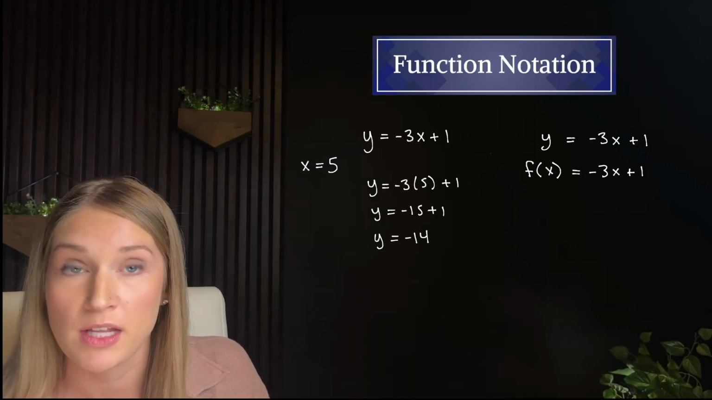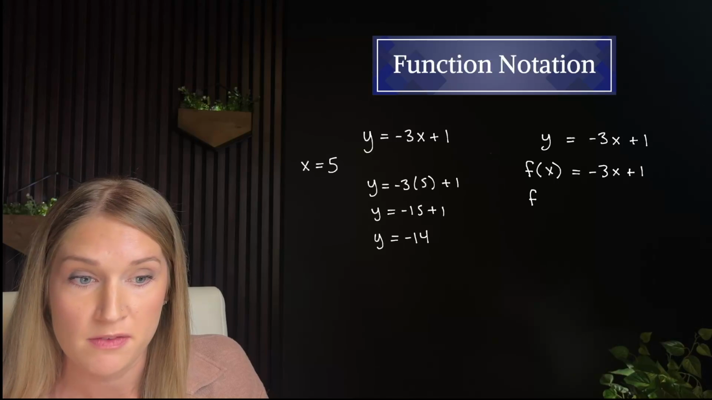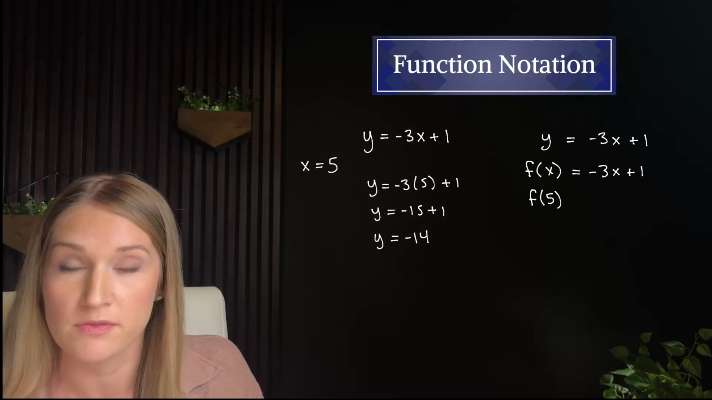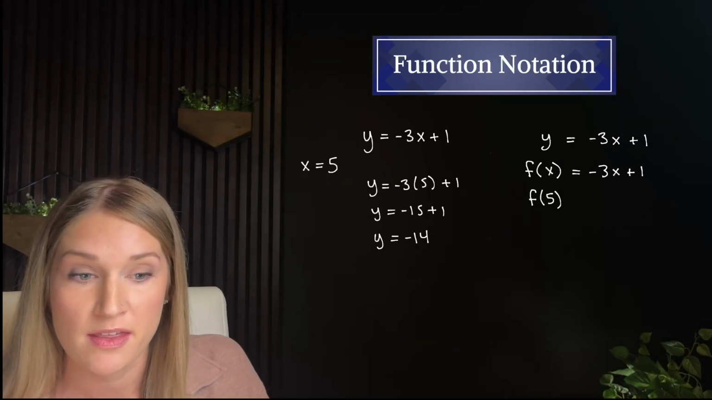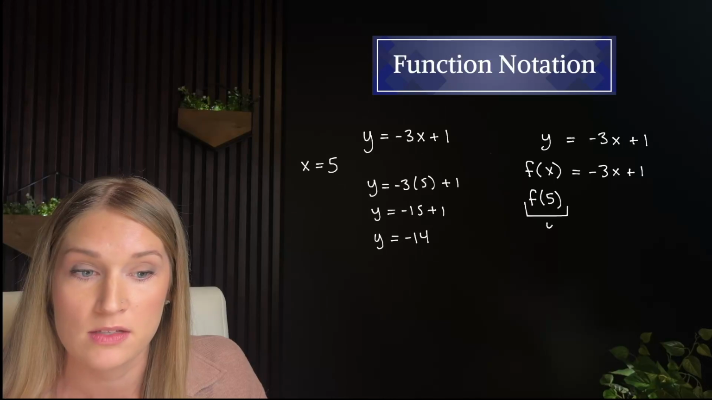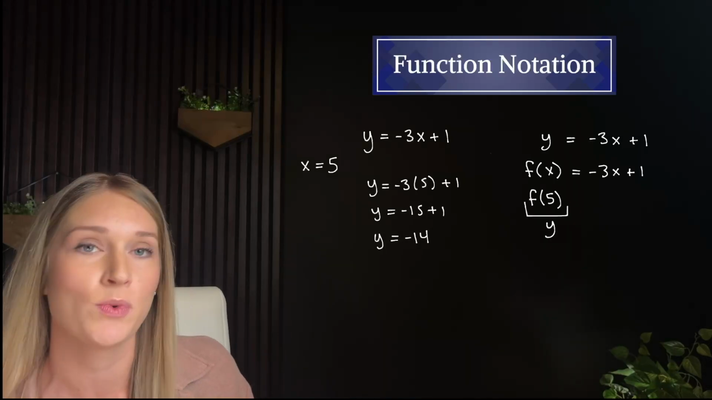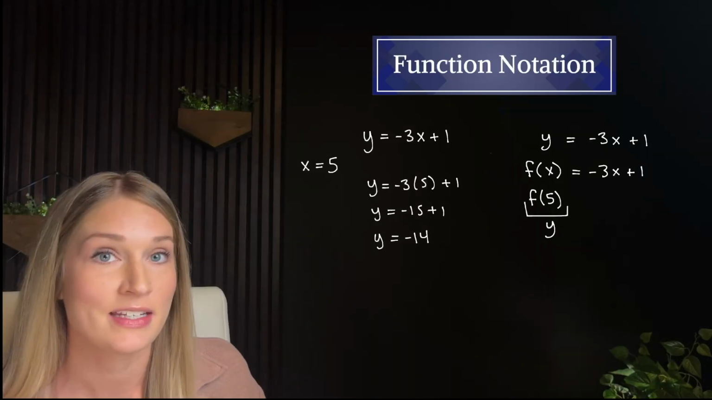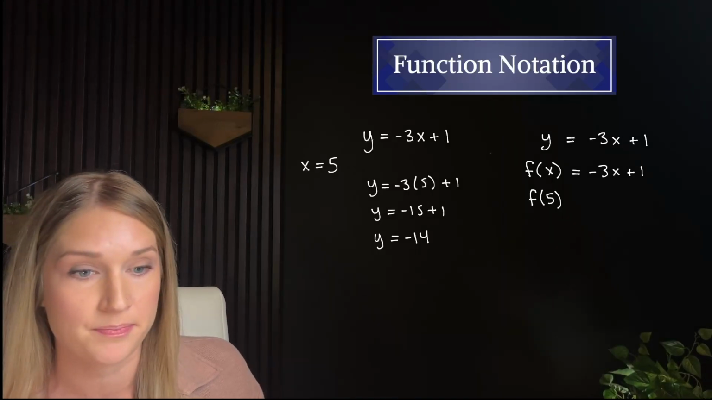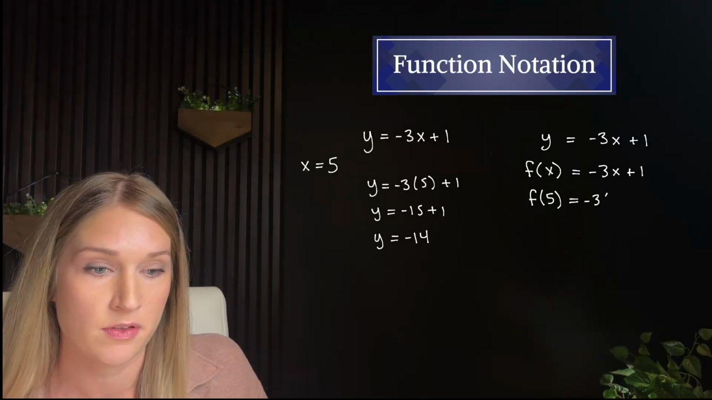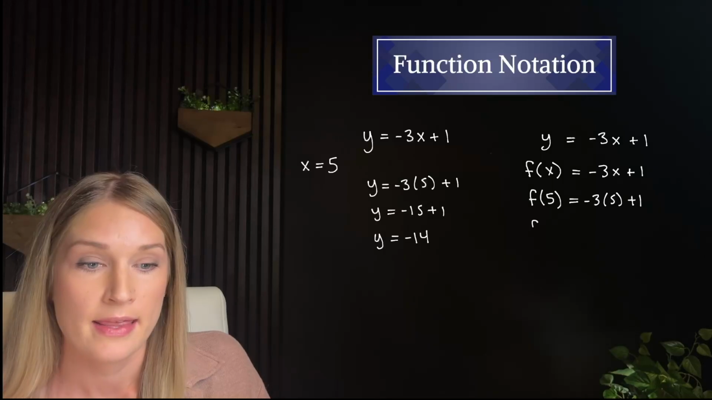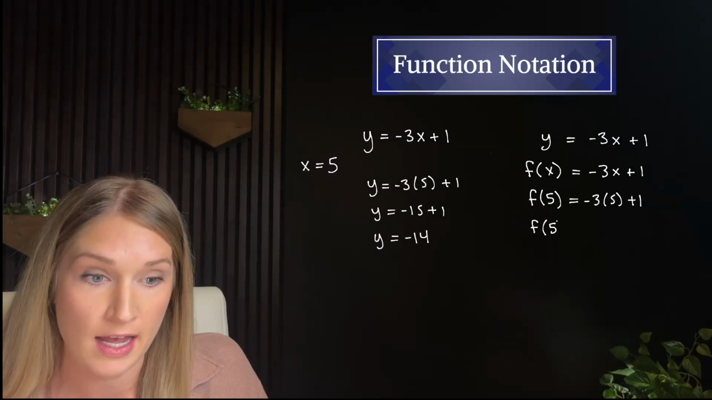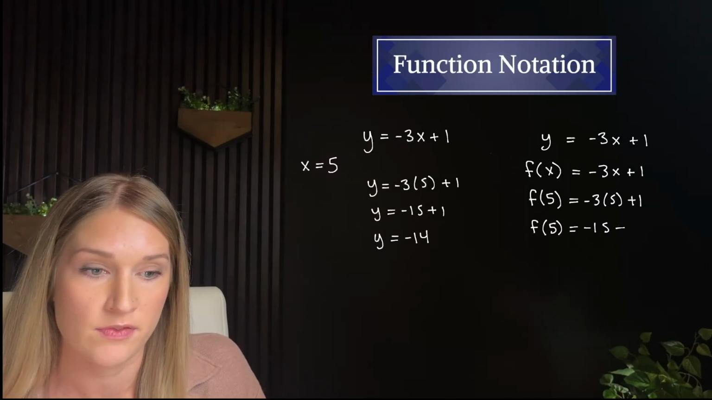Now if I want to plug in a 5, I take my function and I put a 5 in for all the x's. Remember that this whole thing means y, and now I'm telling you what x value I'm using to get the y value that I want. On the right, I go ahead and I put the 5 in for the x. The function of 5 is negative 15 plus 1, so the function of 5 is negative 14.